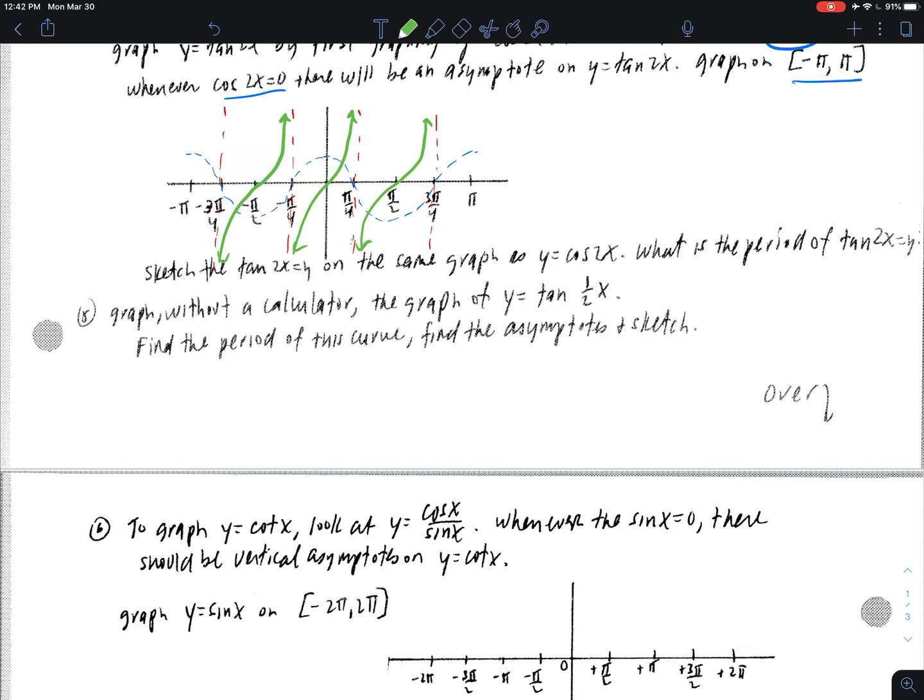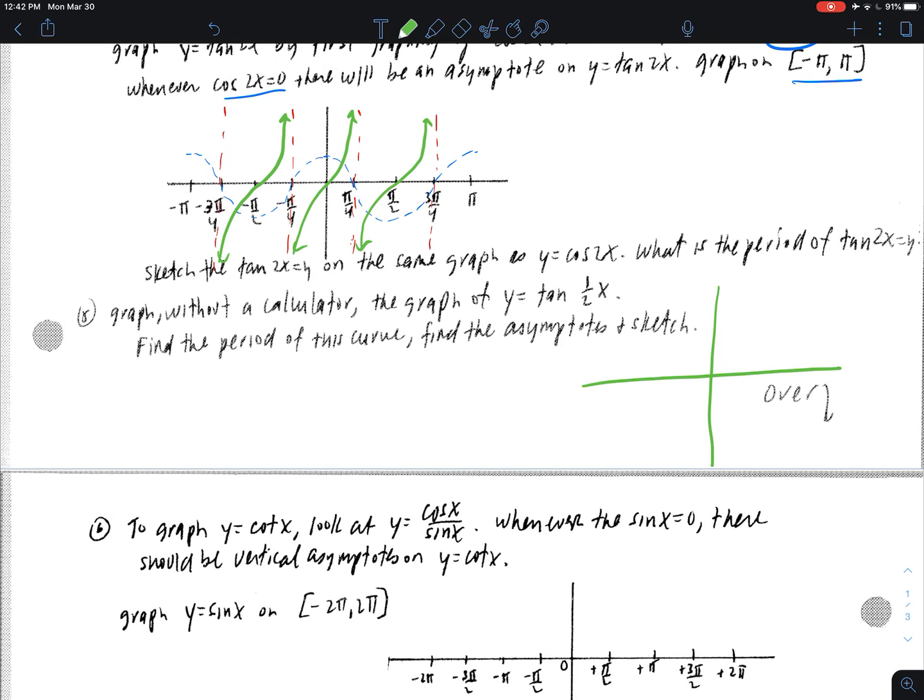So either kind of in your mind's eye, and I'll sketch it here in just a second, or with your calculator, think to yourself and execute y equals tan of 1/2 x. What's the period? Well, for this guy, all of a sudden, I can only fit half the graph over the course of pi, or I'm going to need twice the space to fit in 1.